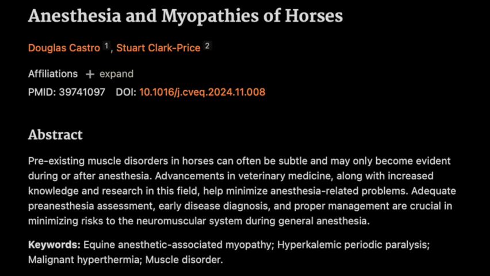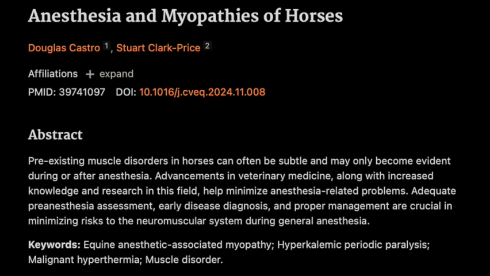Now, this topic is obviously crucial for anyone working with horses, especially those in the veterinary field. Yeah, it's something you absolutely have to have a handle on. Anesthesia in horses, while generally safe, can have its complications. And knowing how it interacts with muscle disorders, well, that's really important for their well-being. Right. And the article jumps right in, starting with Equine Anesthetic-Associated Myopathy, or EAAM. What exactly are we talking about here?